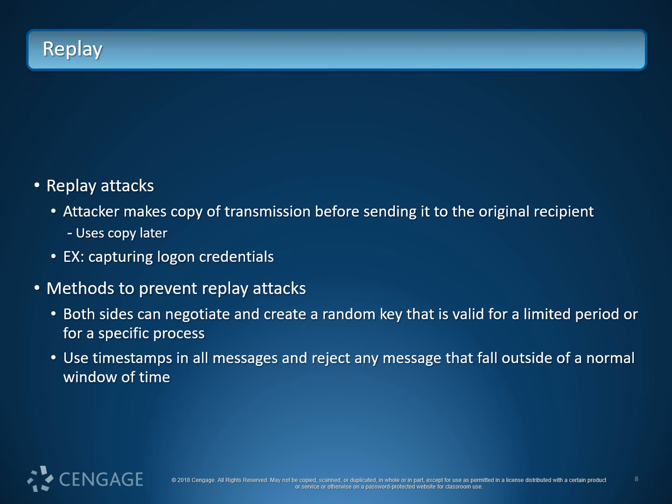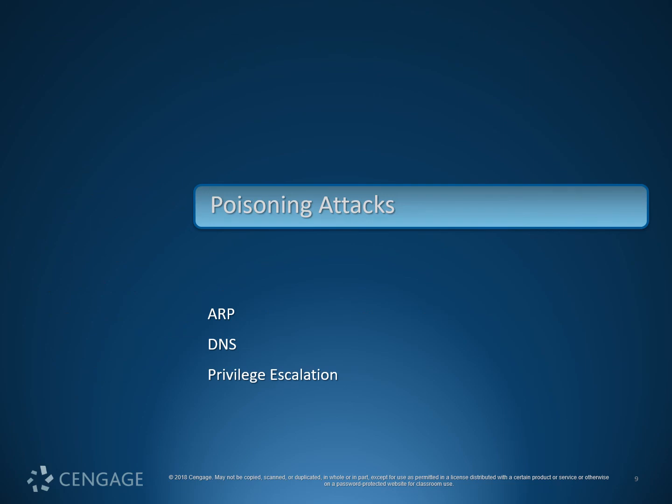This would basically prevent what would be considered normal latency from being disguised as a potential attack. Now let's take a look at poisoning: ARP, DNS, and privilege escalation.